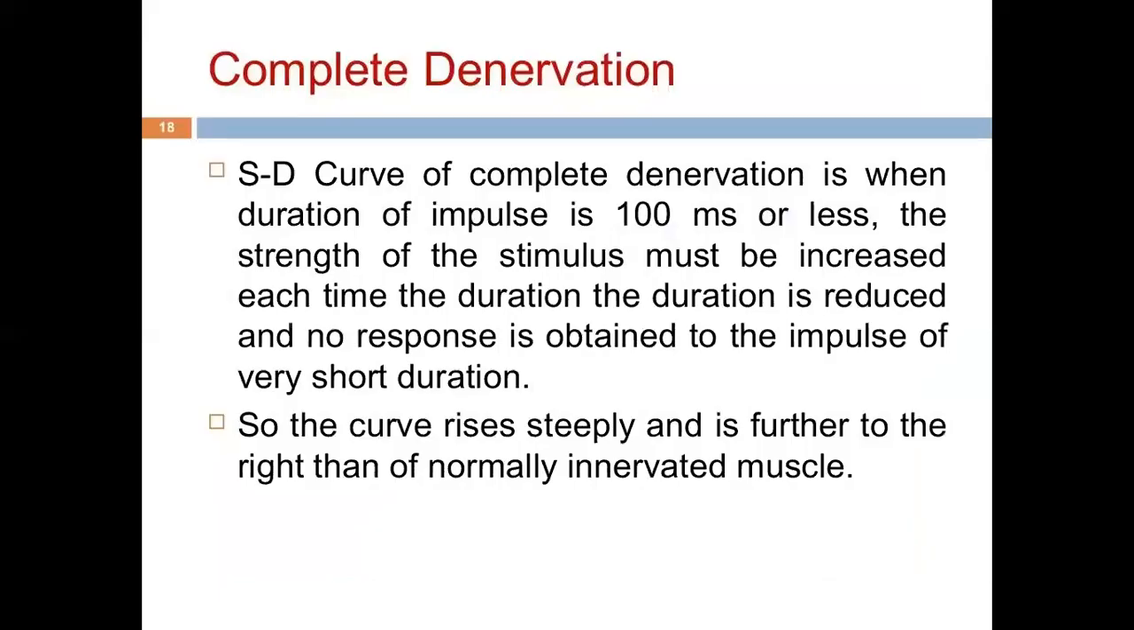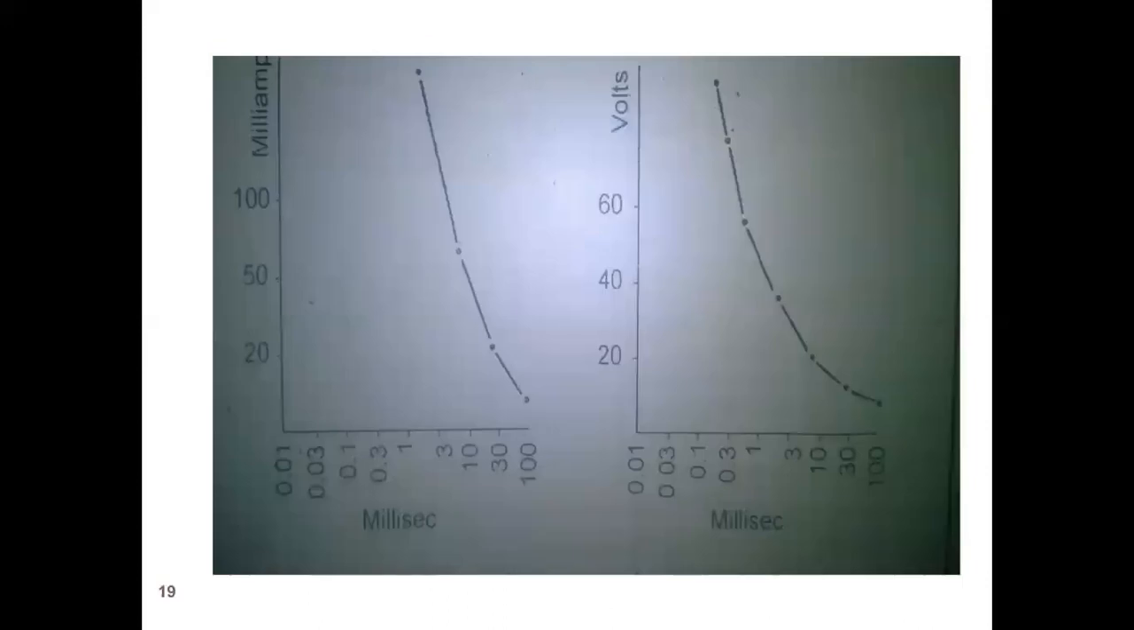In complete denervation, the SD curve is such that when the duration of impulse is 100 milliseconds or less, the strength of the stimulus must be increased each time the duration is reduced, and no response is obtained to an impulse of very short duration. So, the curve rises steeply and is further to the right than normally innervated muscle. As you can see, the graph for the denervation.